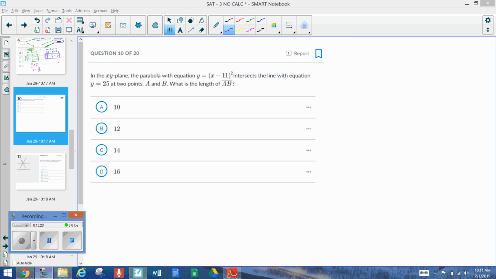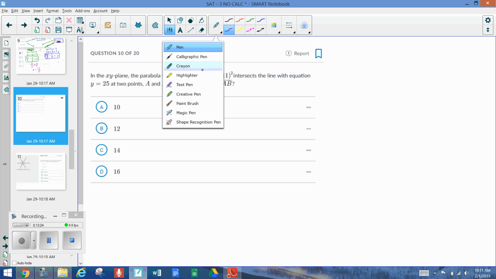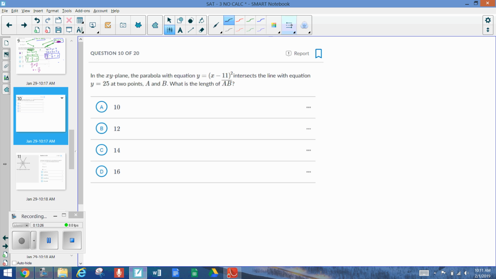Here, we're given the equation y equals x minus 11 squared. I'm going to roughly draw that in order to understand this better. For example, I'll delete this one.